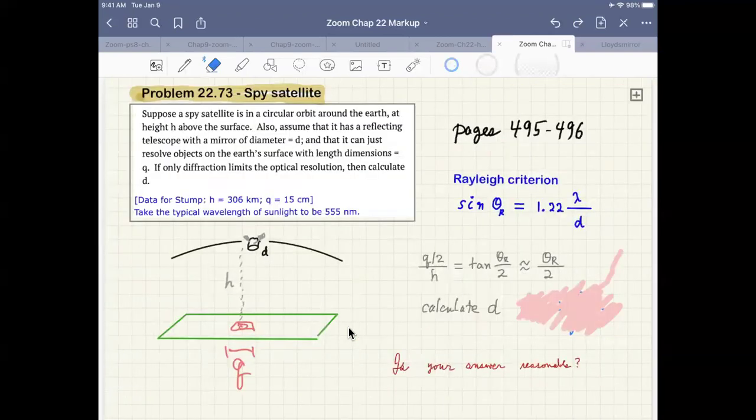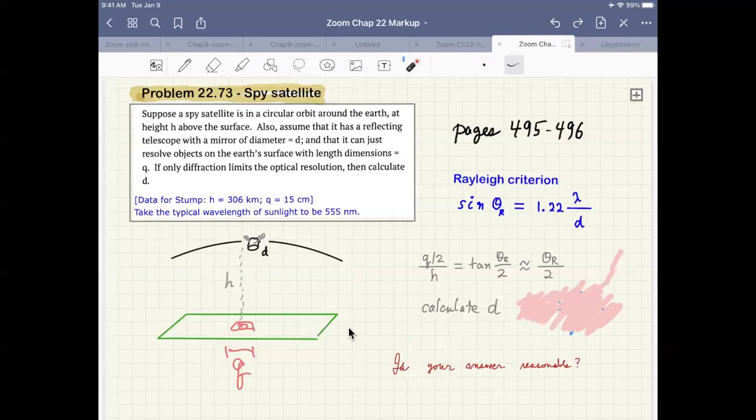So that's a couple of examples of diffraction and interference. Let's look at this problem number 73. A spy satellite. Suppose a spy satellite is in a circular orbit around the Earth at a height h above the surface. So we're going to draw a picture. So here's the Earth down here. Here's the orbit of the satellite up here. And here's the satellite at some particular point in time. And it's at a distance h above the surface of the Earth.